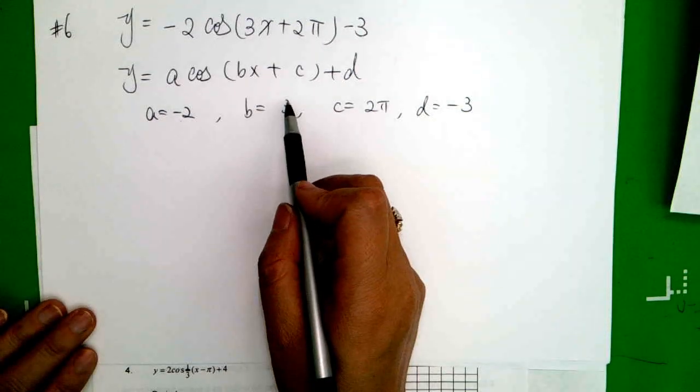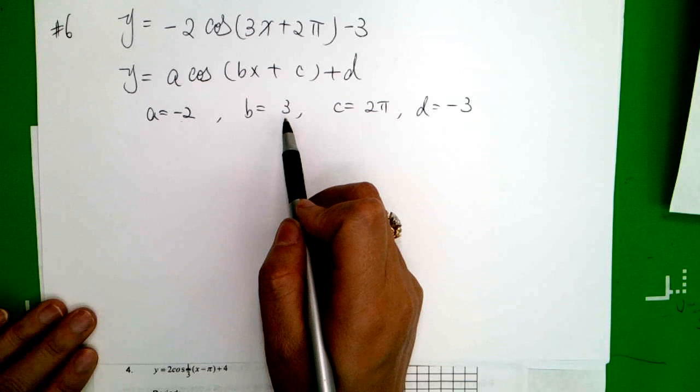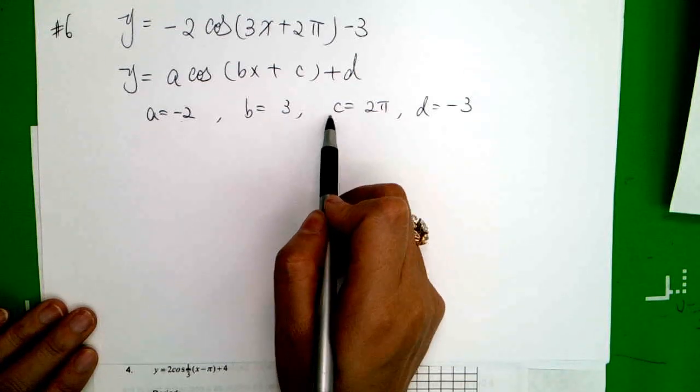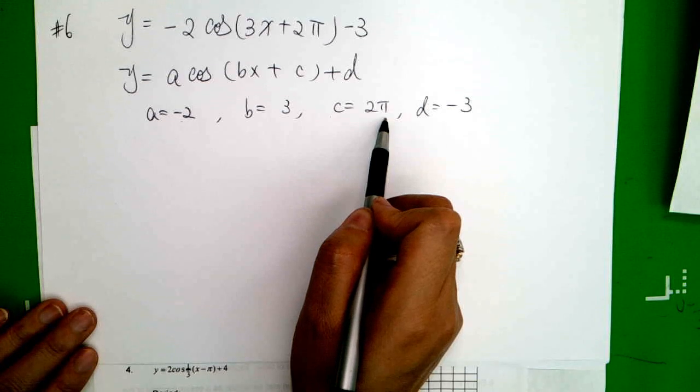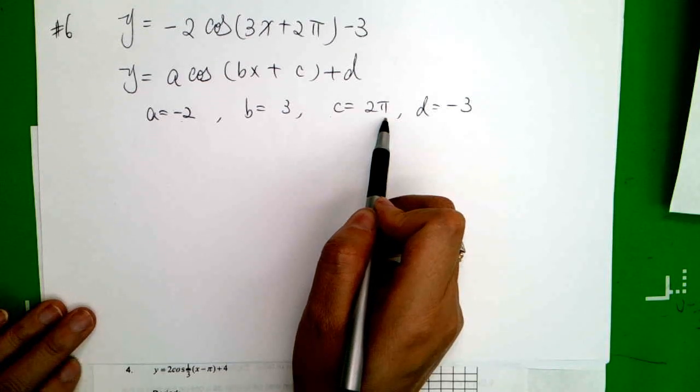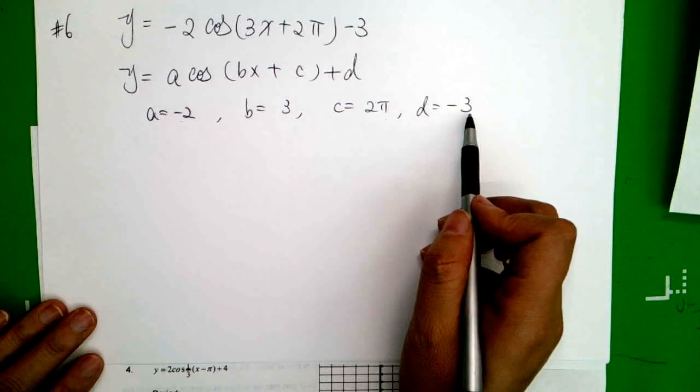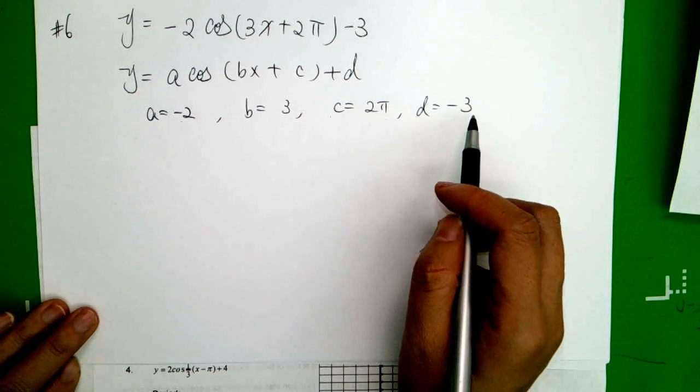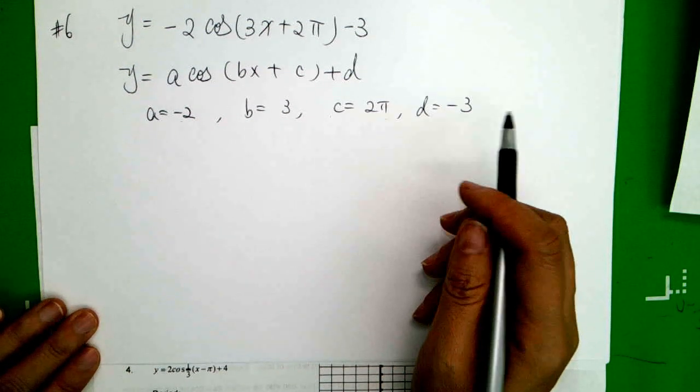B equals 3 means you have changed the period of the function. And c equals 2 pi means you do have a horizontal shift. And d equals -3 means you have translated the whole graph 3 units down.